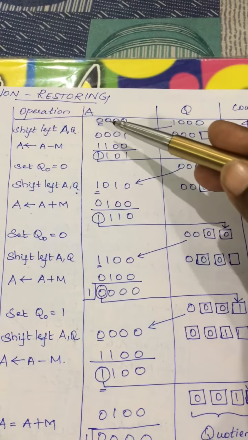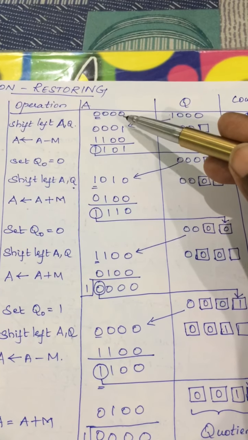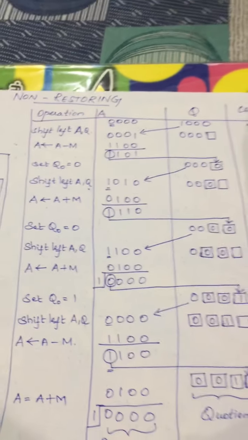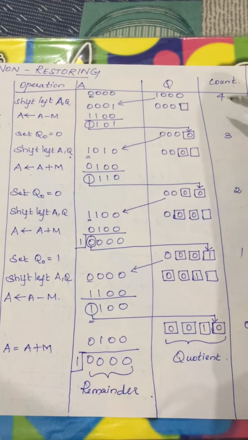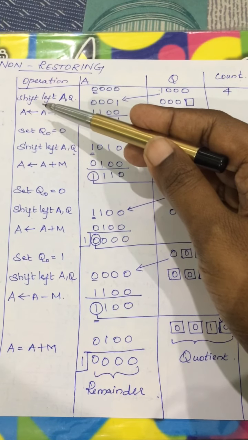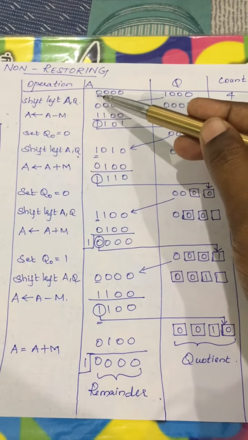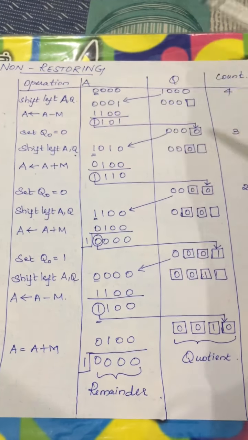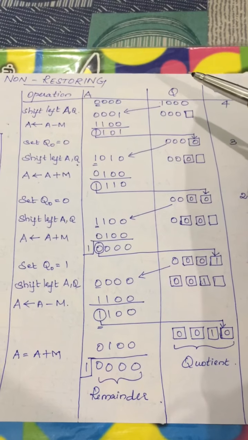So initially the A value will be 4 zeros and Q will be 1000. And the count value will be 4. So the first operation is to check whether A is less than 0. So here the A value is initially 0. So A is less than 0 is false.